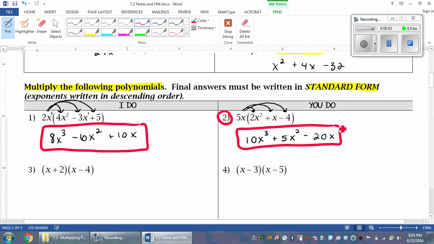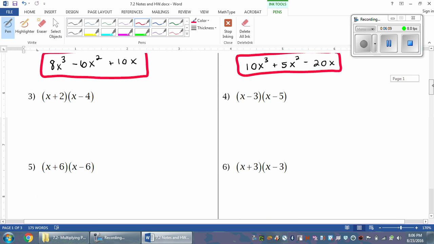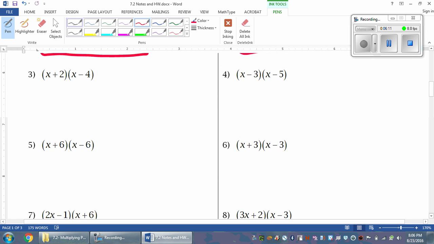All right, hopefully you completed example number 2. The correct answer is 10x cubed plus 5x squared minus 20x. All right, so let's continue on to number 3. That's how the video is going to go. I'm going to do one, and you're going to pause the video, you're going to do the other, check your answer. If you're not getting the correct answer after you replay the video, please raise your hand and have your teacher come up with you.